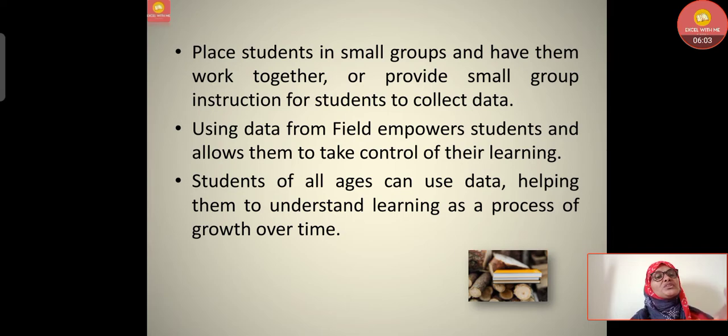Then students of all ages can use data, helping them to understand learning as a process of growth over time. Suppose the students get one project to write down about the natural resources and the differences between human resources, and they will jot down, they will make a table, then they will understand what they are seeing.